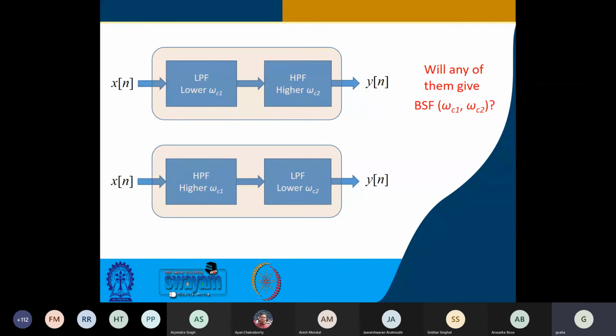So that was a band stop filter by doing processing in parallel. So if you do processing in series, can I get a band stop filter by any of these two methods? No, sir. None of them will give me a band stop filter? No, sir. So it looks like an all stop filter, like everything is attenuated.